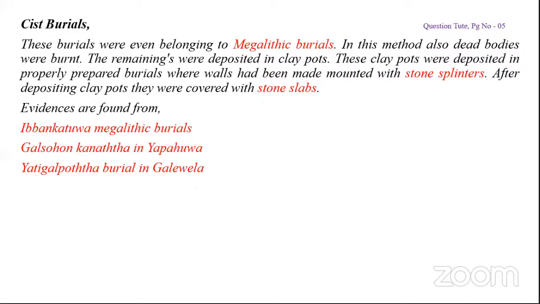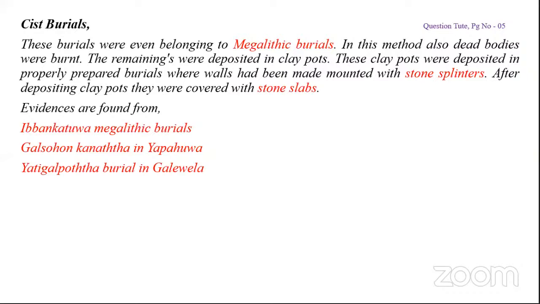Cyst burials were the third type and the latest type. These burials even belonged to megalithic burials. In this method also, what happened? Dead bodies were burnt. The remains were deposited in clay pots. These clay pots were deposited in properly prepared burials.